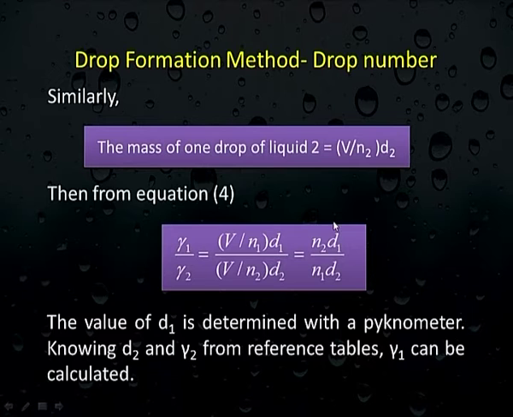Now this D1 and D2 we can calculate with the help of a pycnometer. Knowing the value of the surface tension of the reference liquid, and since we already know the values of N1 and N2, we can get the value of the surface tension of the unknown liquid, that is gamma 1.